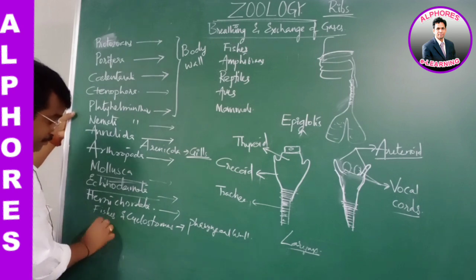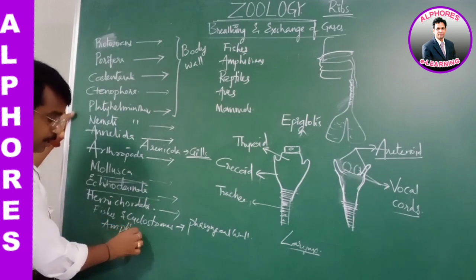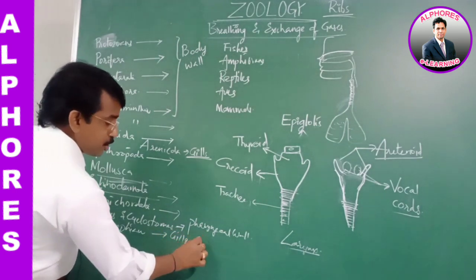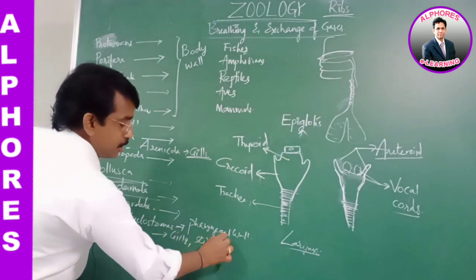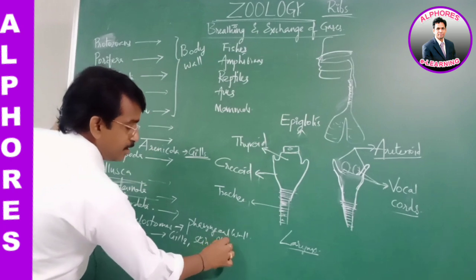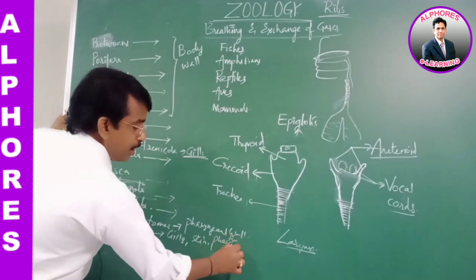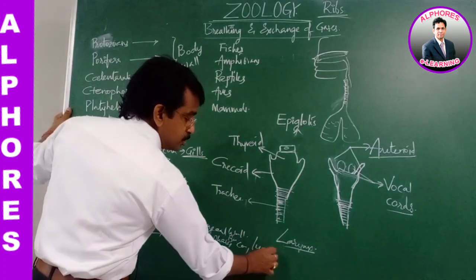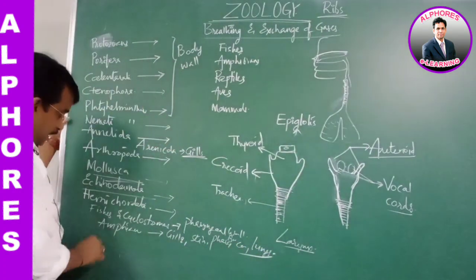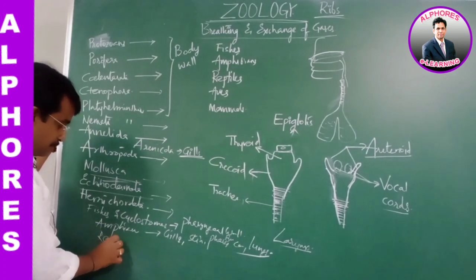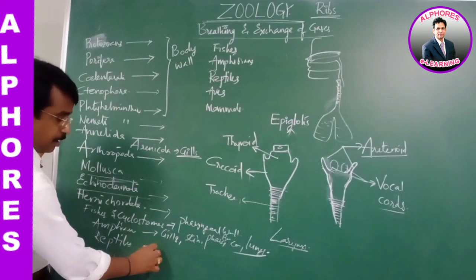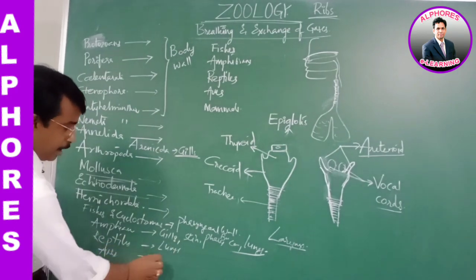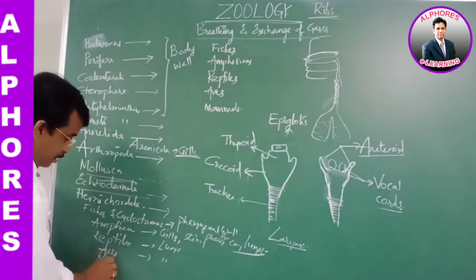The case with the amphibia. Amphibians have gills, next skin, buccopharyngeal cavity, and the lungs as the respiratory organs. The case with the reptiles, lungs; aves, lungs; mammals, lungs.